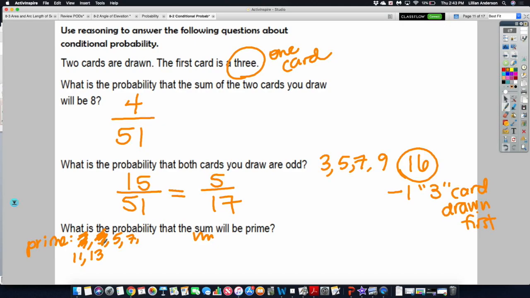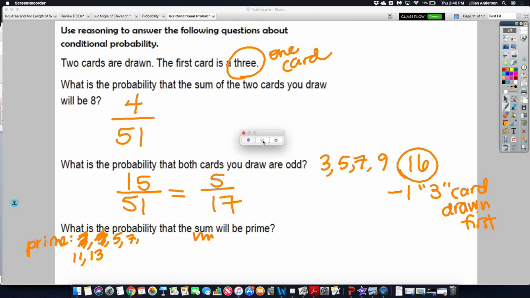True, but these are like our prime numbers. We're trying to see which numbered cards can... Yeah, these are the sums. So we're basically trying to figure out what cards we can add together to get a prime number. How many of those? Okay?